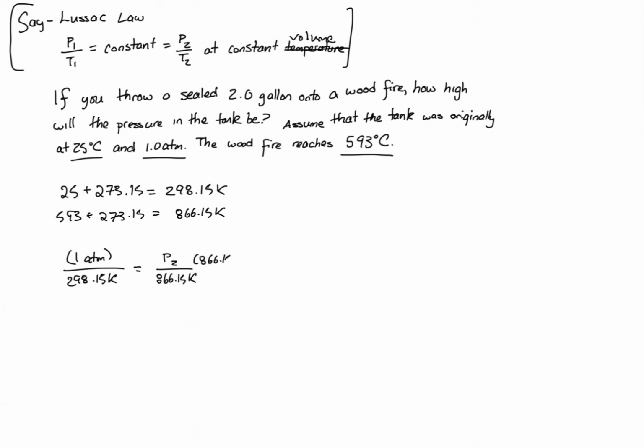Multiply both sides by our second temperature so that we can solve for P2. And we can cancel out Kelvin, so we get atmospheres, which is the unit of pressure that we want in the end. What we will find is 2.9 atmospheres. So this tank that you threw in the wood fire gets almost up to 3 atmospheres of pressure, assuming it doesn't explode first. And if it hasn't exploded by then, it definitely will when it hits 3 atmospheres.